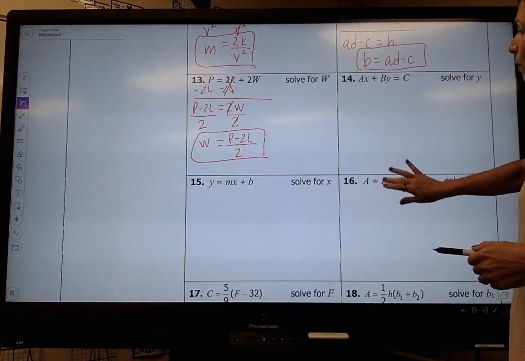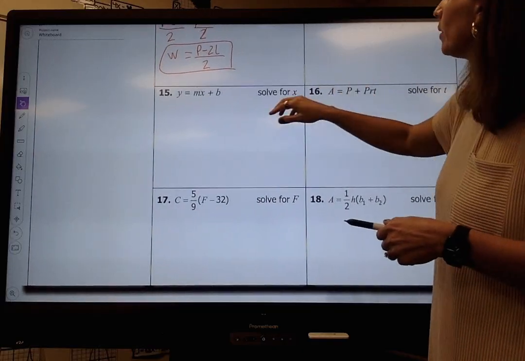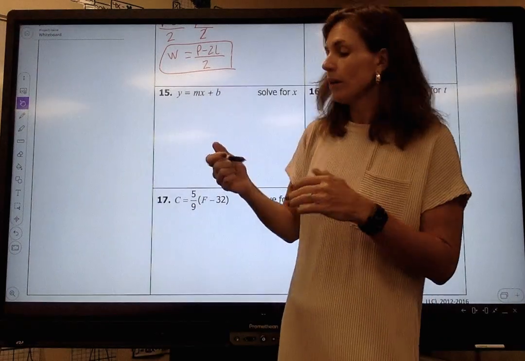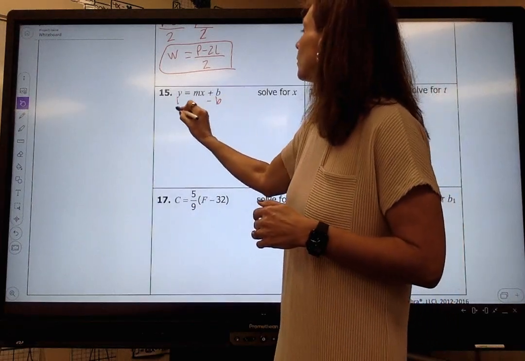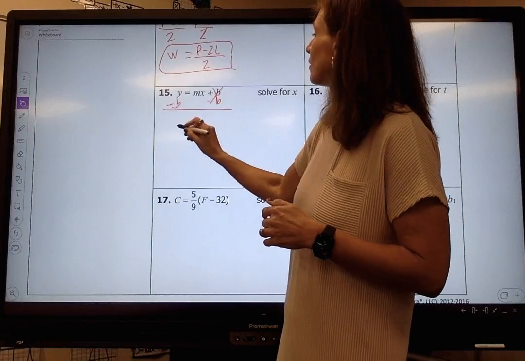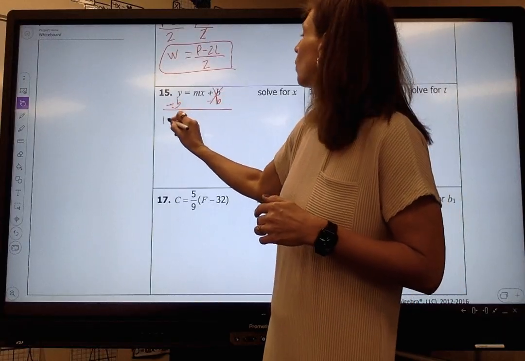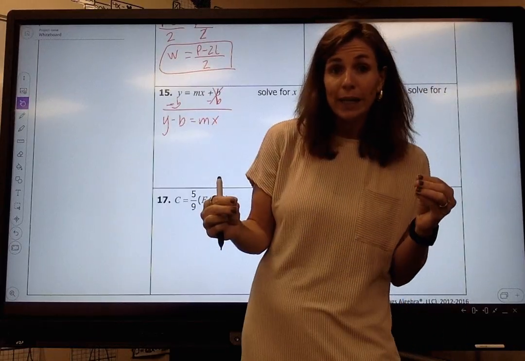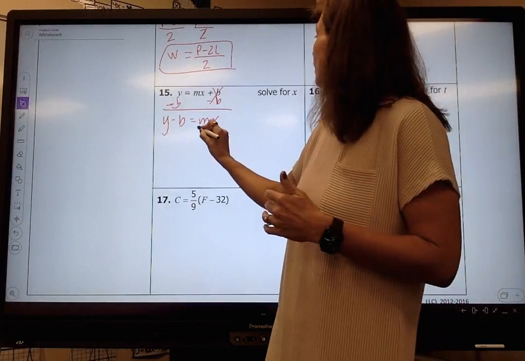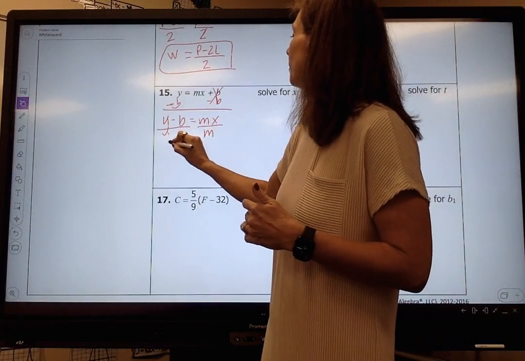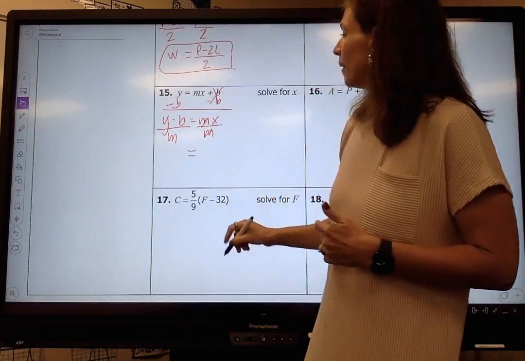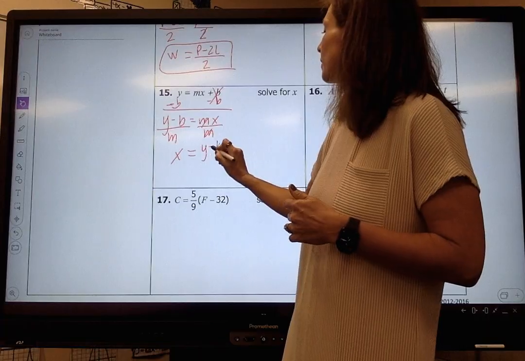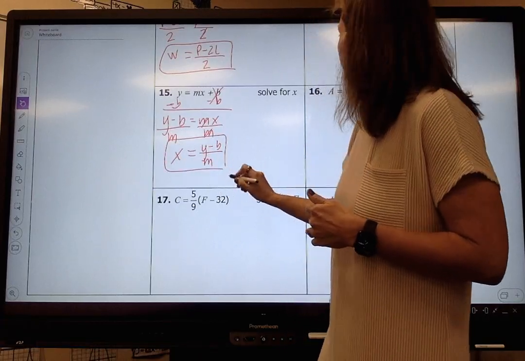All right, let's take a look at number 15. If I want to get X by itself, I have to clear out this B. I got to get rid of it. So I'm going to additive inverse on both sides. My B's cancel out. Unlike terms, so y minus b equals mx. And then to get x by itself, I separate m from it. Separate is by division. So I divide everything by m. And this is what I'm left with. I'm going to use symmetric property to say x equals y minus b over m. And that's my final answer there.